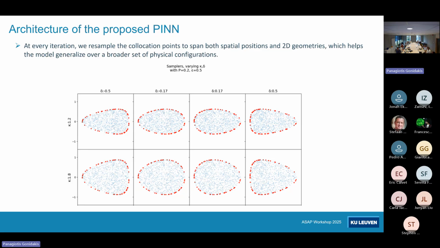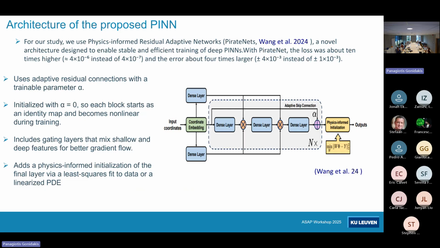It is something that is not always done, but we found that it allows us to deal with more 3D shapes. Okay, and also for this machine learning algorithm, we use a physics-informed residual adaptive network. So it is a bit different from a classical neural network. And we use it because we found that we obtain a loss 10 times smaller than using the classical one. And also the error is 4 times lower than the classical ones.